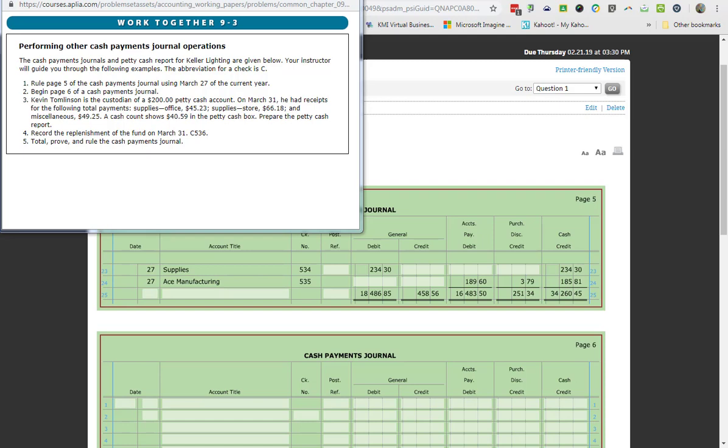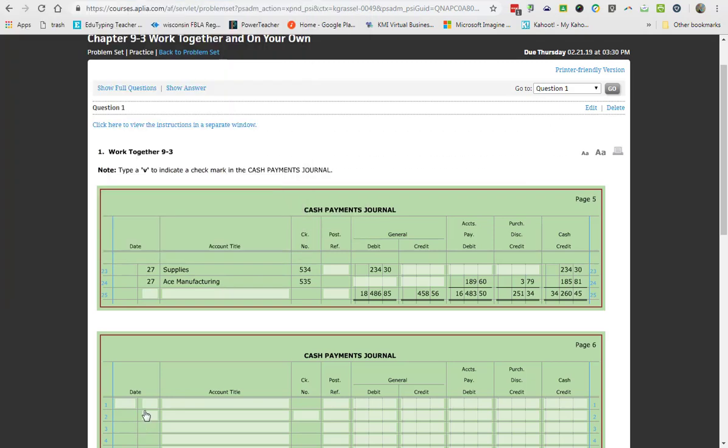Okay, so we're going to rule page 5 of our cash payments journal using March 27th of the current year. How do I know it's going to be March 27th? Besides that it said it in the directions. It's the last transaction that was done. So I'm going to put the date of the 27th. What goes in my account title? Carried forward goes on the bottom. Brought goes on the top.